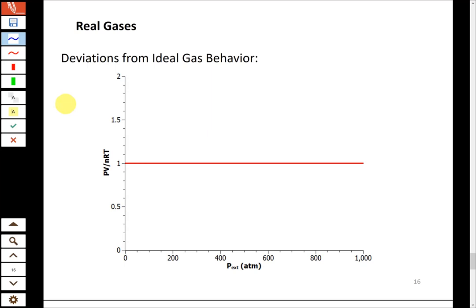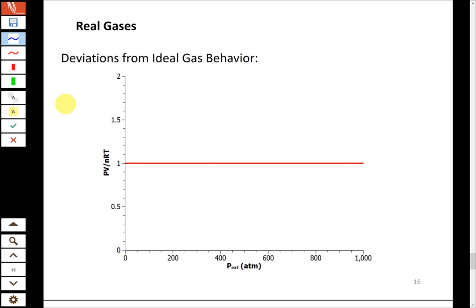So everything we've talked about so far is an ideal gas. An ideal gas is one that obeys the ideal gas equation, PV equals nRT, and one that would then follow the kinetic molecular theory, all those things we talked about at the beginning of today's class. Now, the reality is that no gas is actually ideal.